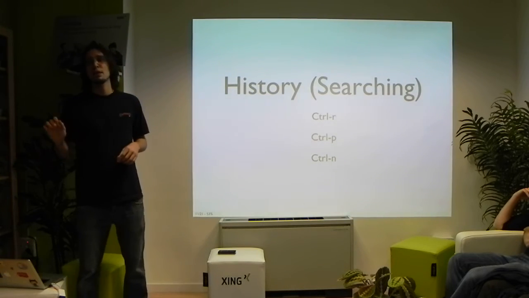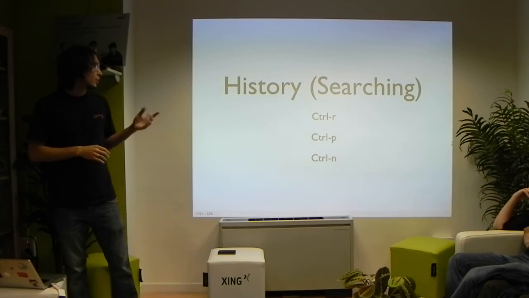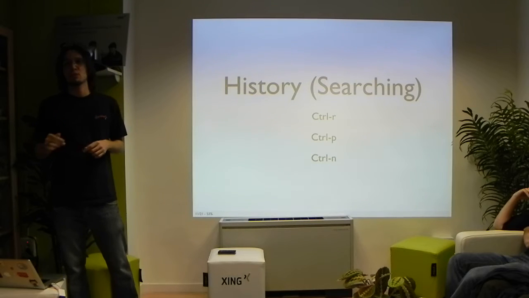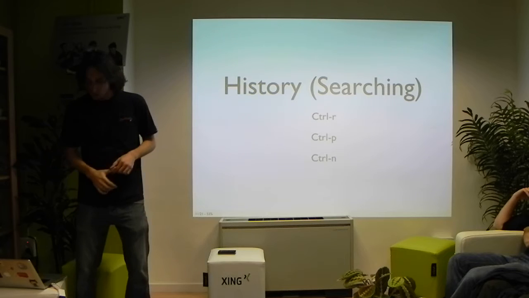Control P is like hitting the up arrow, but you don't have to leave your home position. And Control N is like hitting the down arrow. So you can do Control P, Control P, Control N, and you can go backwards and forwards through the history.